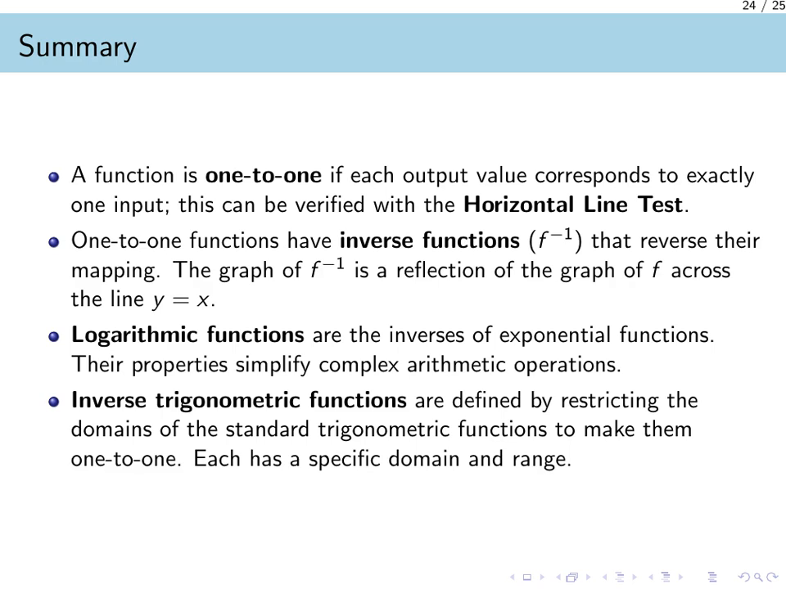Let us bring together the key ideas we have covered about inverse functions. We began with the essential property of being 1-to-1, which means that every output value comes from exactly one input, a property we can verify visually with the horizontal line test. Only these functions have a true inverse, which we write as f inverse, that perfectly reverses the original mapping. The graph of this inverse is a clean reflection of the original function's graph across the line y equals x.